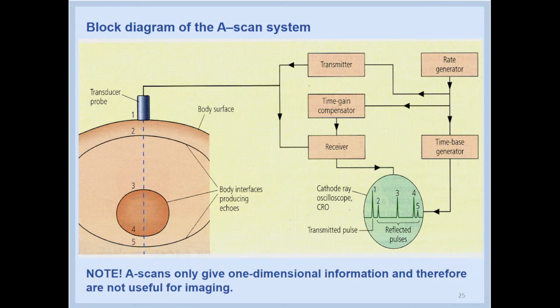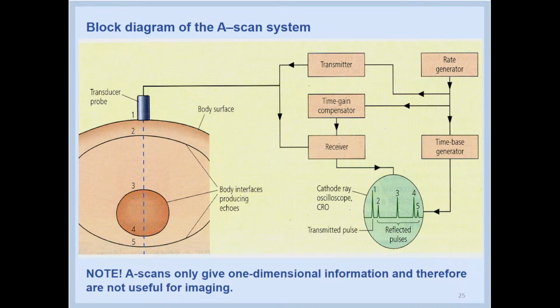The transmitter voltage stimulates the piezoelectric transducer to emit into the body the ultrasound short sharp pulse of a few microseconds. The time-base generator supplies a voltage across the X plates of the cathode ray oscilloscope, so that the spot starts moving steadily across the screen.